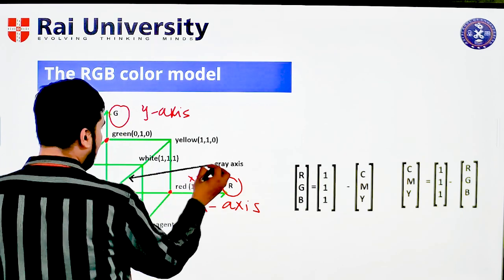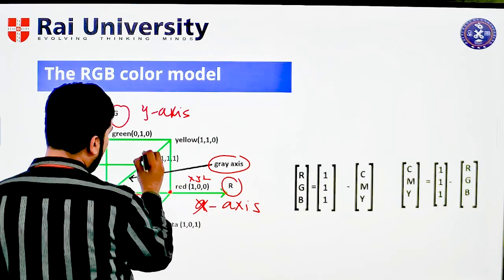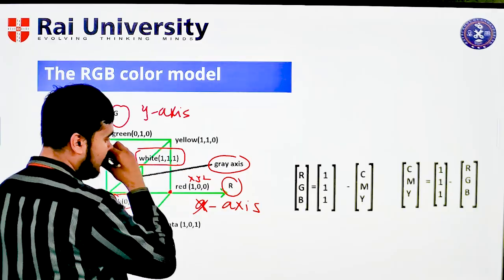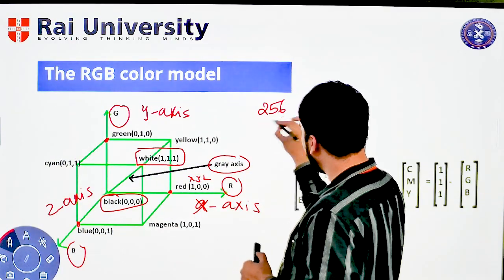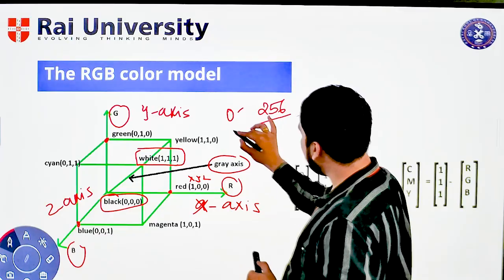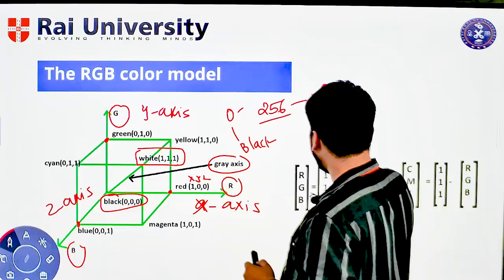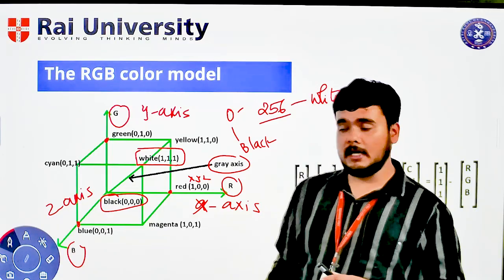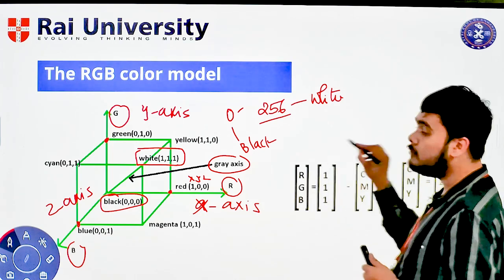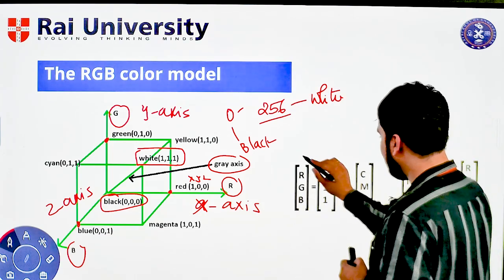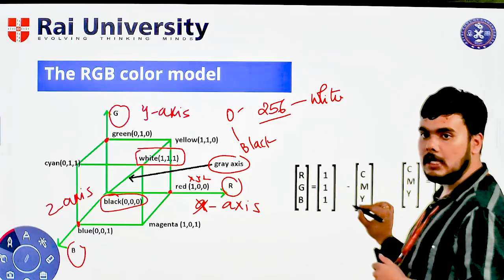Now apart from that, on the gray line of the axis, the black behaves as 0 0 0 while the white behaves as 1 1 1. So whatever the 256 combinations we are using, from 0 to 255, the 0 is called black and the 255 is called white. The entire system is made up of these two colors. Now in terms of equations, we have two types of color model. First is red, green, blue. The second is CMY, cyan, magenta and yellow.